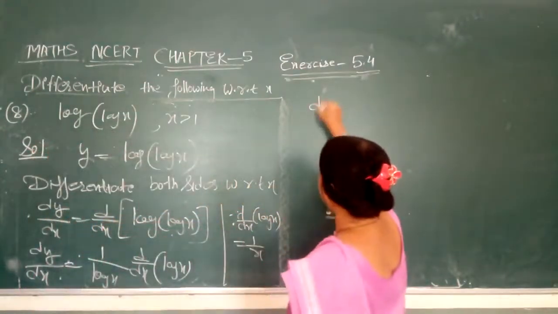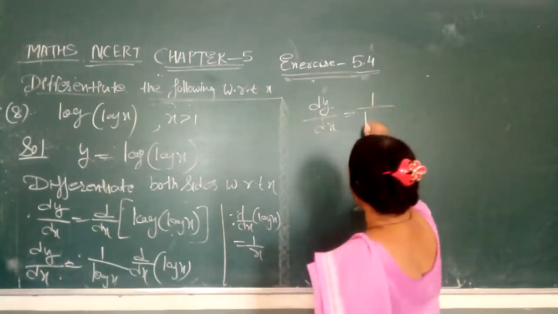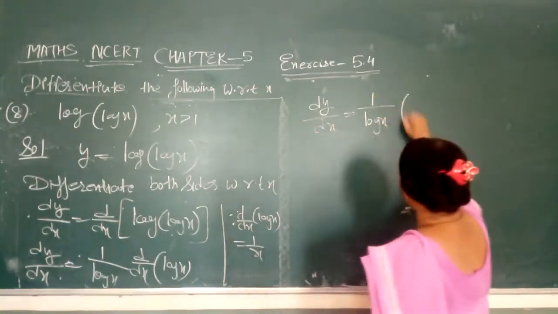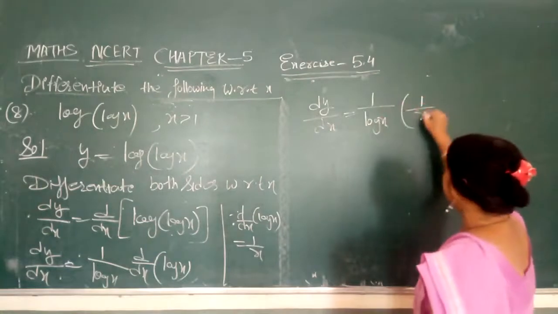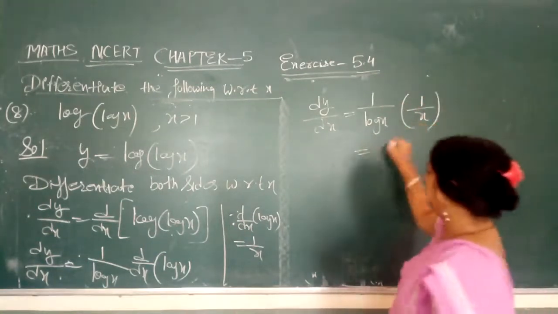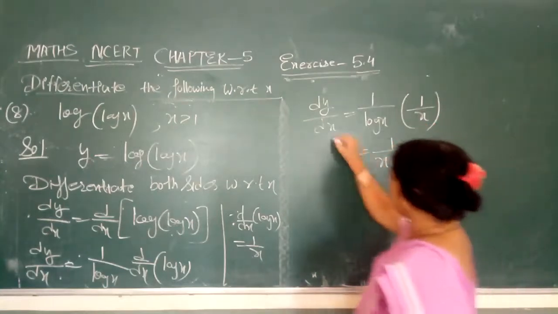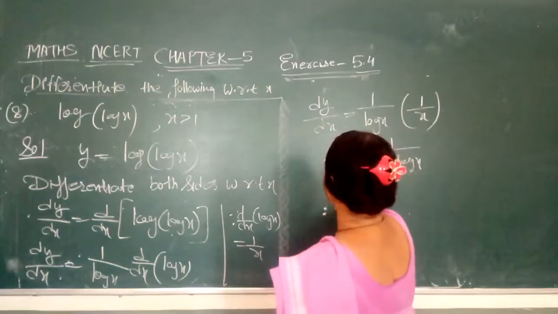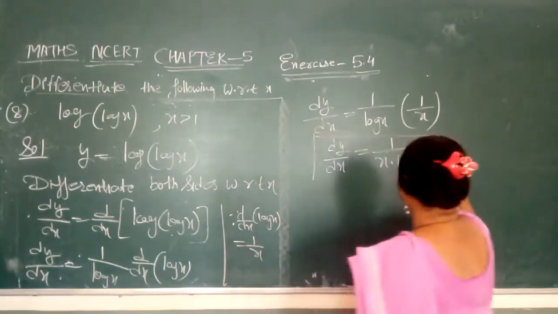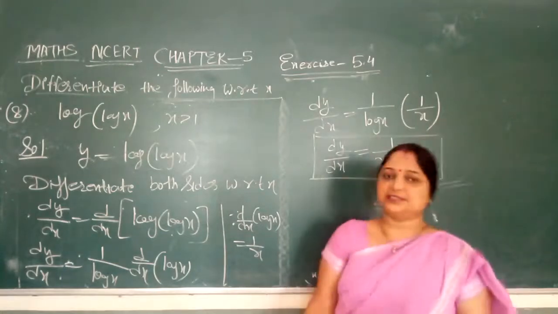After that, dy upon dx is equal to 1 upon log x, and the derivative of log x is 1 by x, and the derivative of x is 1. So we can write this term as 1 upon x into log of x, dy upon dx. This is the dy upon dx. This is the required solution of question number 8. This completes question number 8.